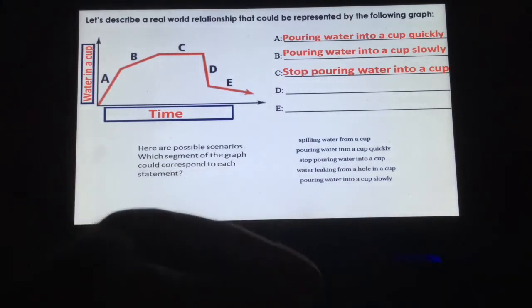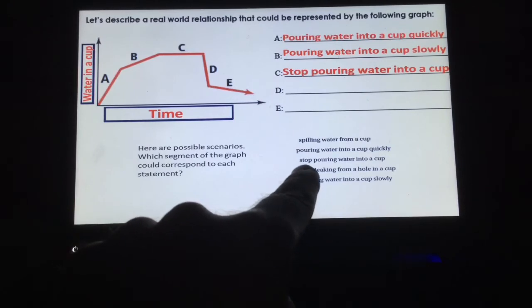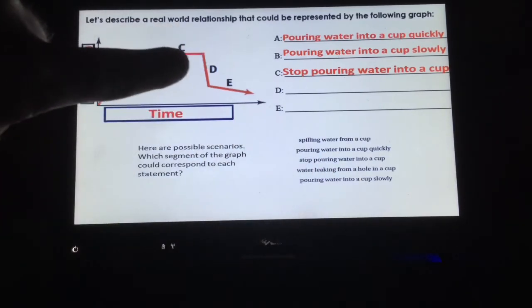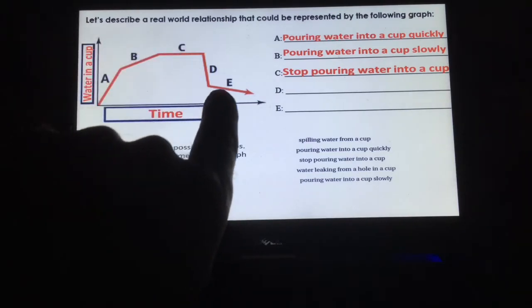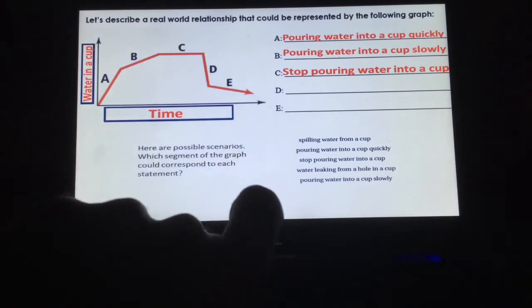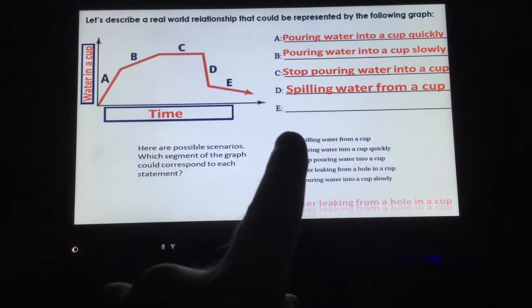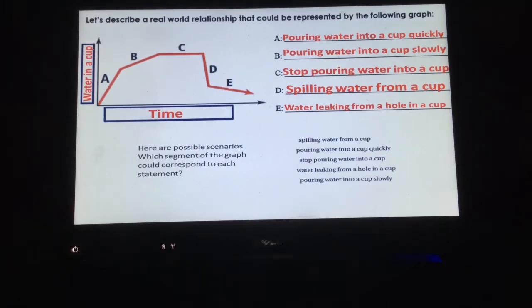Now the one that would actually take less time would be the spilling, because if you had a hole in the cup, it's going to decrease but not very fast. Over here, D is where it decreases very fast, and then E is where it's decreasing, but it's decreasing slowly. So for D, that's where you're going to put spilling water from the cup, and then E, that's because we had a hole in there and it was going really slowly and it was leaking. So those are the options for this graph. Hopefully you got those right.